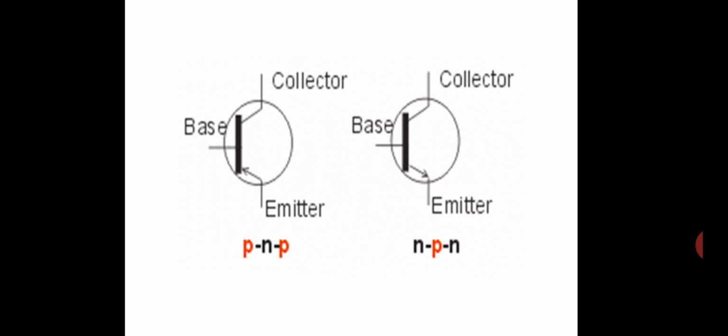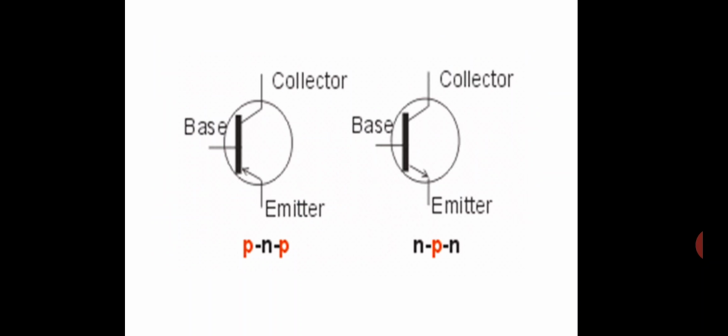In the active region, the transistor operates as an amplifier where output current equals beta times input current. But in the saturation region, the transistor is fully on, operating as a switch, and output current is saturated. And in the cutoff region, the transistor is fully off, operating as a switch where IC equals 0.